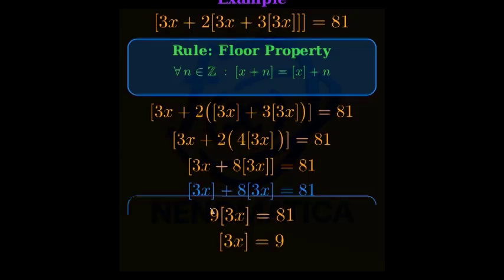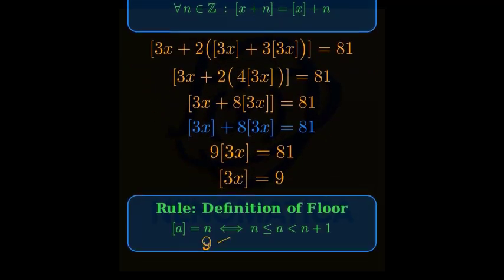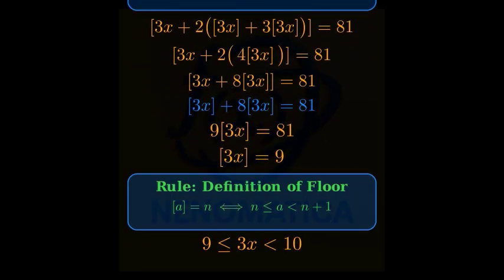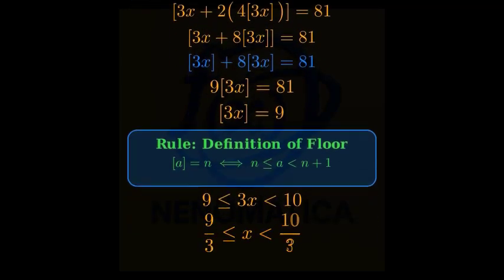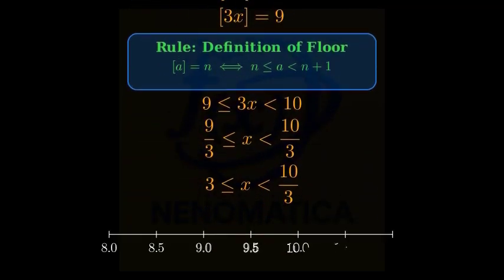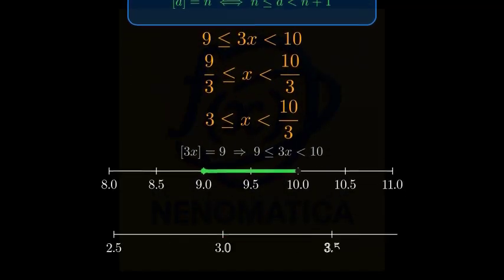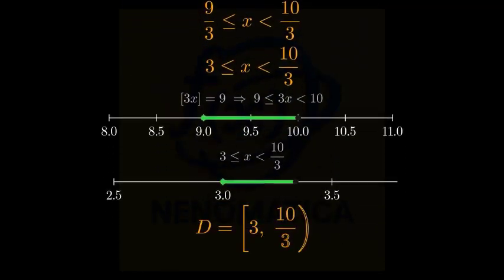Step 5. We now use the definition of the floor function. Floor of a equals n if and only if n is less than or equal to a, and a is strictly less than n plus 1. Here, that means 9 is less than or equal to 3x.